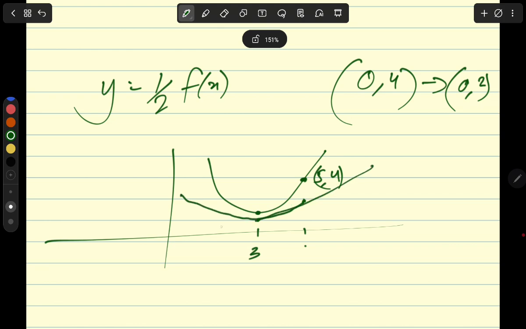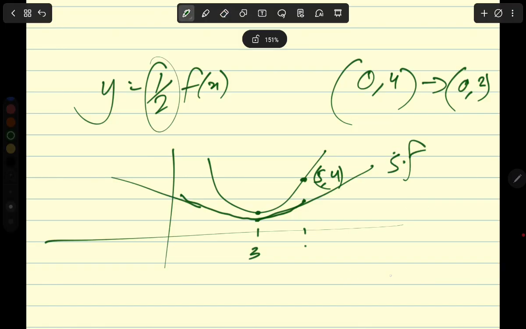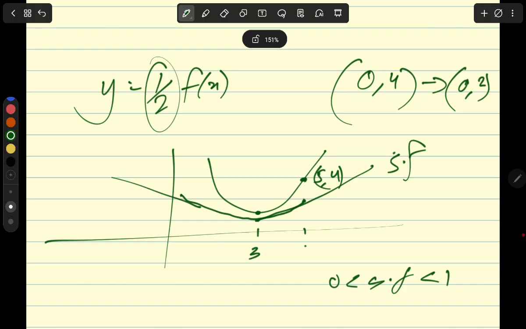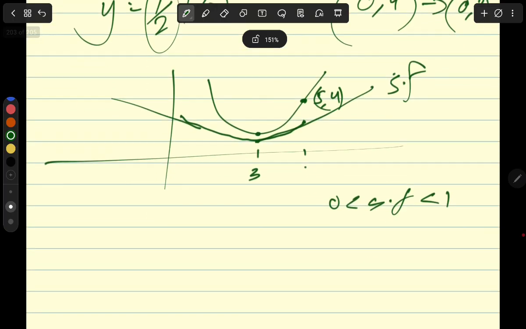So do you see? So the stretch factor, this coefficient is called the stretch factor. So when the stretch factor is less than 1 and greater than 0, I'm not taking the negatives into consideration because that flips it over. Any negative sign with the stretch factor, I recommend that you deal with separately.